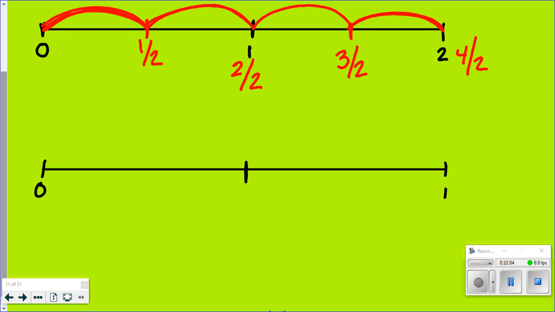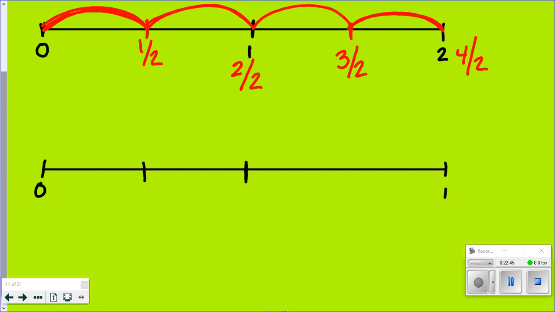So right now, I have split my number line into 2 parts. Can you see both parts? Yes. I need to split it into how many parts, though, if I'm making fourths? Miranda? 4. I need 4 parts. Right now, I have 1 part here and 1 part here. I'm going to split this first part in half again. Like that.